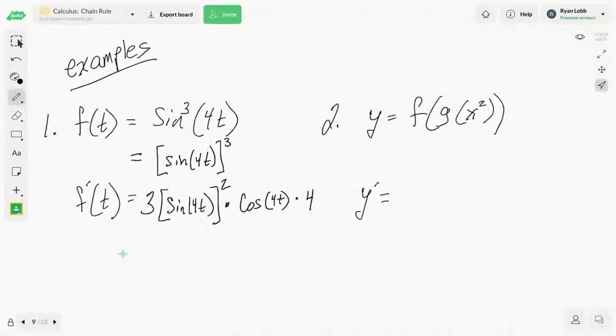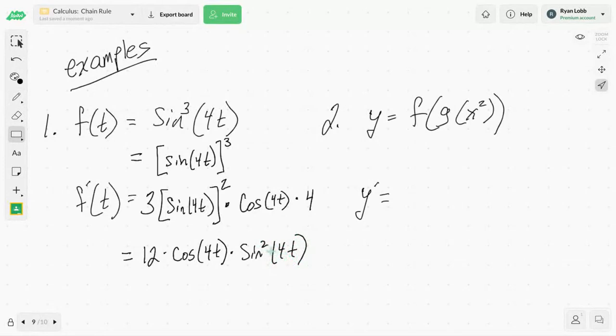Okay? And then we could tidy that up and write it something like what? 12, all right, times cosine of 4t times sine squared of 4t. Okay. And that's kind of the thing that you would see on, if you're taking the AP test, that's the answer you're going to see on multiple choice. Okay. So there's a repeated use of the chain rule.